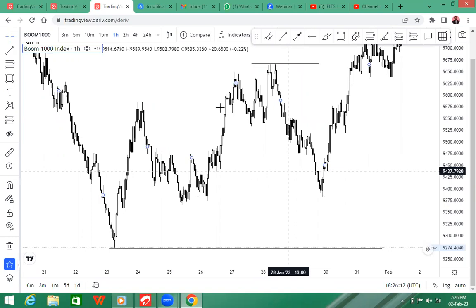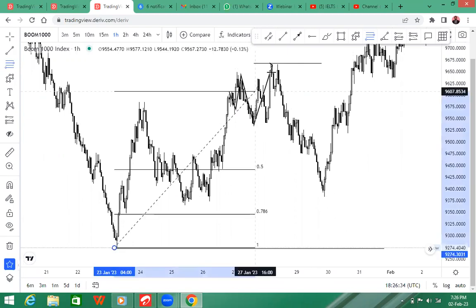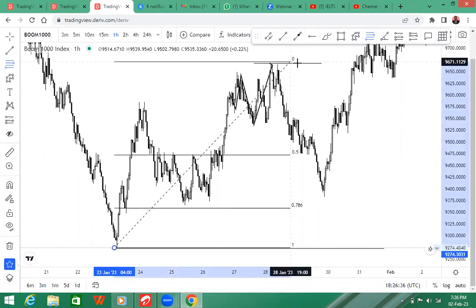But before price did that, notice what happened here. Price gave us this, gave us this, gave us this. This was internal liquidity. Now it went up, captured this. So as price was coming down, it's just to draw out your fib from the low to the high. Let's know where we're going to enter.